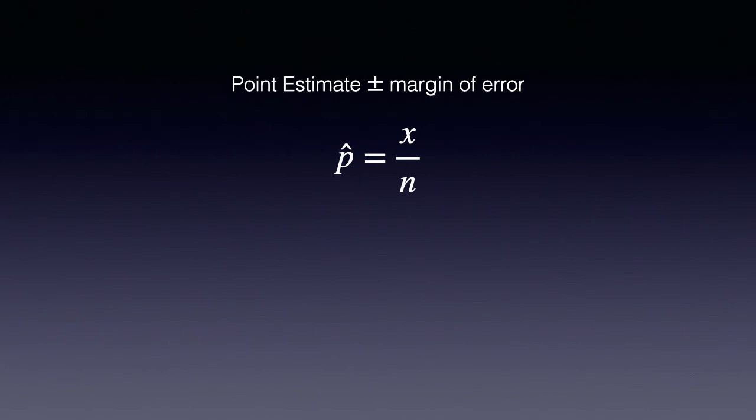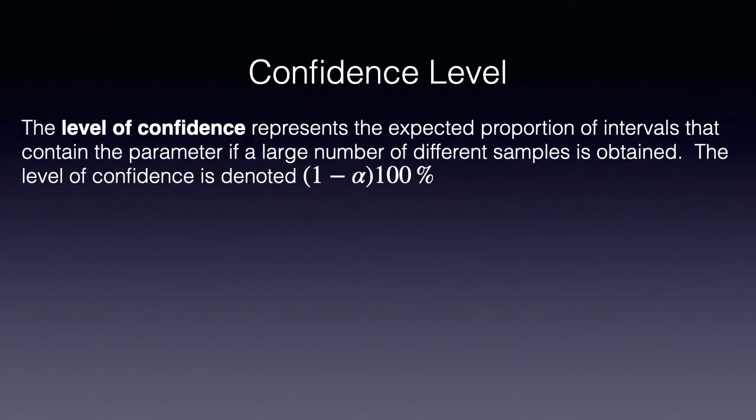So one of the things we learned from sampling distributions is that p hat is normally distributed, it is centered at p, and it has a standard deviation of the square root of p(1 minus p) divided by n. All right, so before we get into the gory details, I want to focus back in on what we mean by a confidence level. We said the confidence level earlier, and I gave a little hand-waving explanation, but here is more detail: a confidence level, or level of confidence, represents the expected proportion of intervals that contain the parameter if a large number of different samples is obtained.